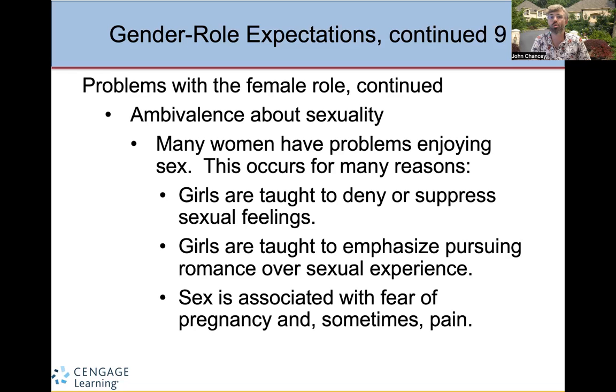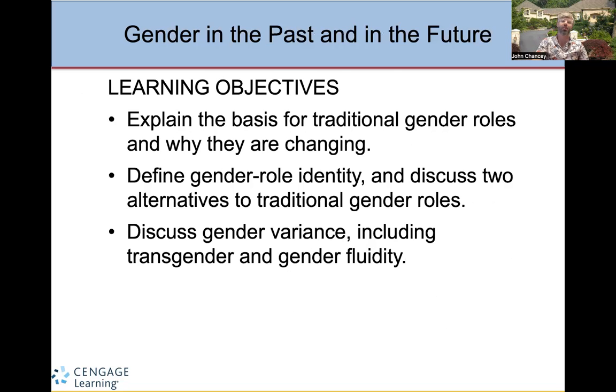More problems when it comes to the female role, these stereotypical views of the female role, these gender role expectations. There's ambivalence about sexuality. At least socially speaking, there are women who have problems enjoying sex, and it could be for many reasons. One, very early on, girls are taught to deny or suppress sexual feelings. It's boys who are sexually aggressive, not females. Girls are taught to emphasize pursuing romance over sexual experience. Sex is associated with fear of pregnancy and even sometimes pain. So there's a totally different perspective about sex for females than males.